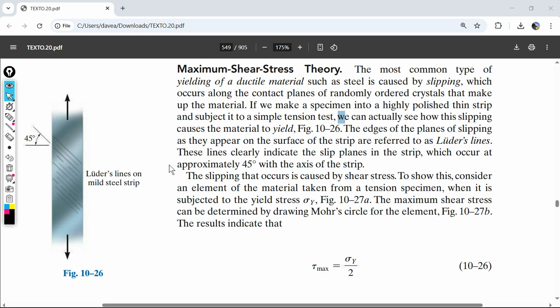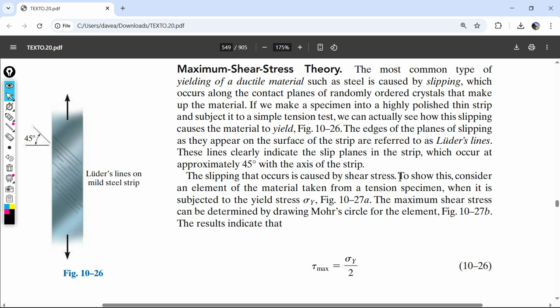All right. So these lines clearly indicate the slip planes in the strip, which occur at approximately 45 degrees with the axis of the strip. Heck yeah. The slipping that occurs is caused by shear stress. Heck yeah. I'm not going to go over that, but yeah, that's what causes it.